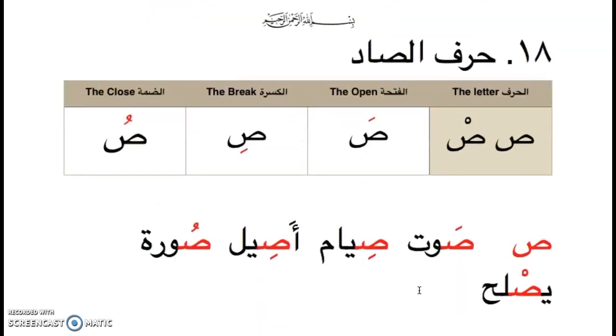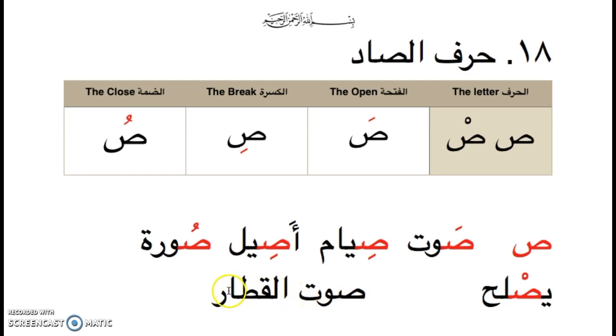Moving to number 18. Harf as-sad, ثمانية عشر. Sa, Si, Su. صوت, صيام, أصيل, صورة, يصلح. صوت is sound. Could also mean voice, but literally it is sound. So you say صوت القطار, the sound of the train. We'll get to grammar later, but صوت القطار, the sound of the train. صيام.